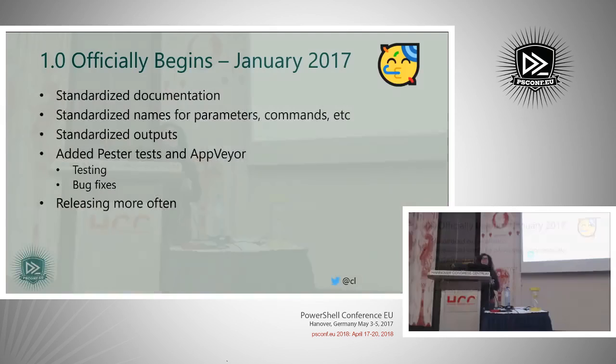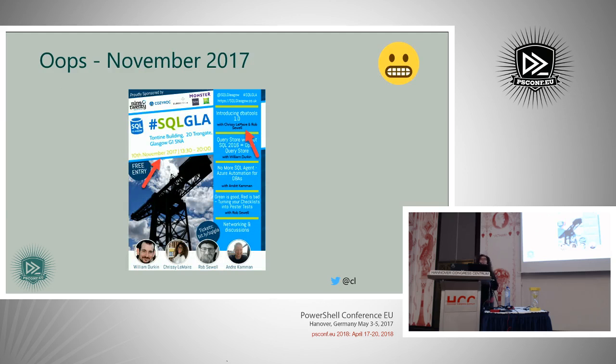And ultimately, this is what I love. We started releasing more often because we had the confidence to do so. And I was so confident that in November of 2017, I had a session with Rob called Introducing dbatools 1.0. So it's become an ongoing joke, but I will say Gmail took 4 to 5 years to get out of beta, and it's a pretty good product.